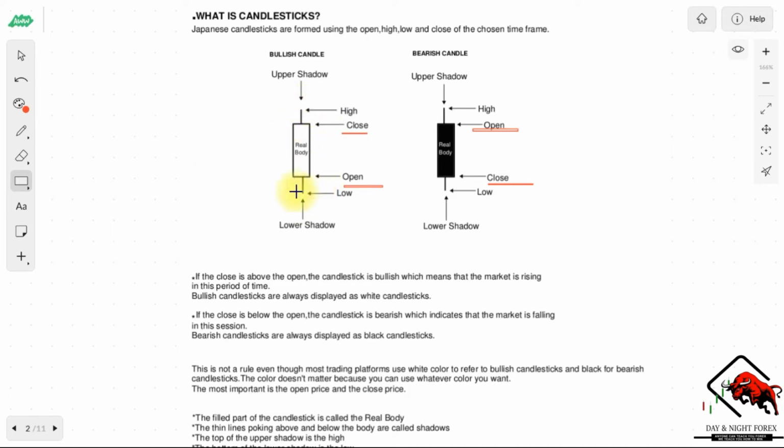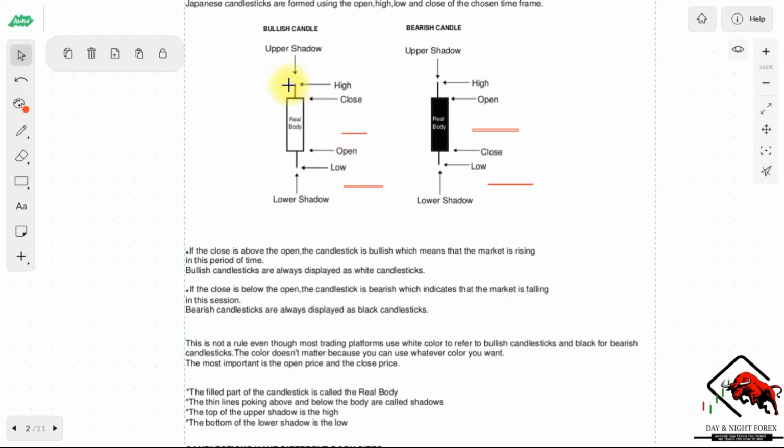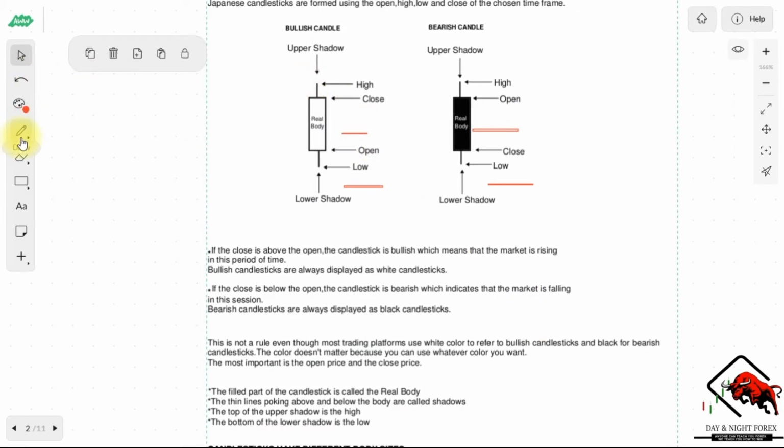We have the upper shadow and the lower shadow. Those thin lines show our shadows. The top of the shadow right here is the high, the highest point that the market has reached. Then the lower part of the shadow is the low.